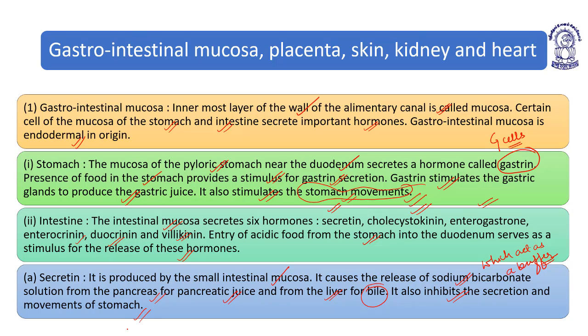So secretin is basically anti-gastrin. It is produced by the small intestinal mucosa. It causes the release of sodium bicarbonate solution from the pancreas for pancreatic juice and for the emulsification of fat, which is carried out by bile salts. It also inhibits the secretion and the movement of the stomach.